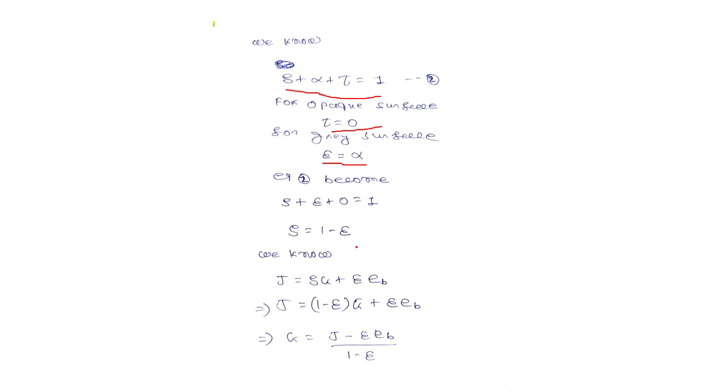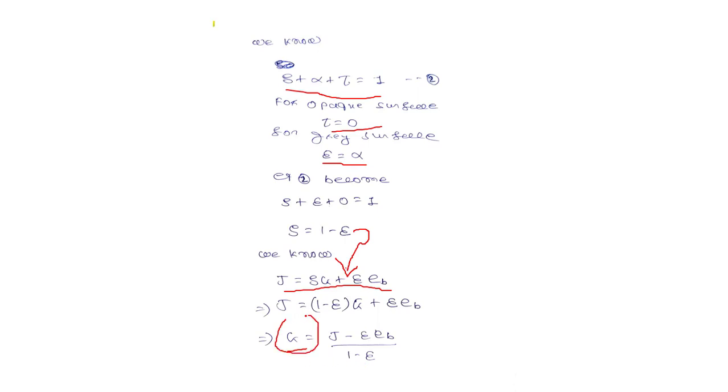Now we already discussed this equation. It is J equals rho G plus epsilon EB. In this, put rho is equal to 1 minus epsilon. So making G the subject, we get G equals J minus epsilon EB upon 1 minus epsilon. And we derived the equation of G.